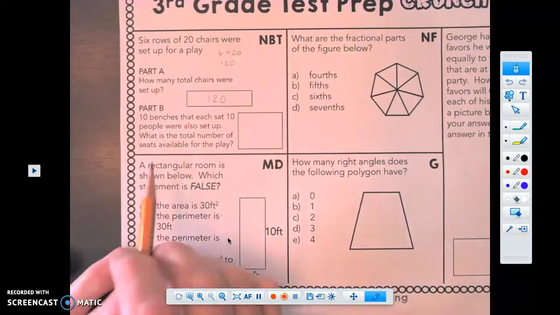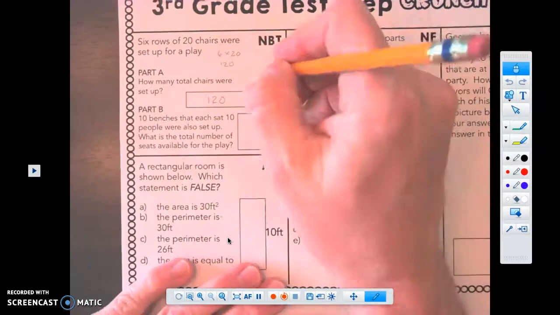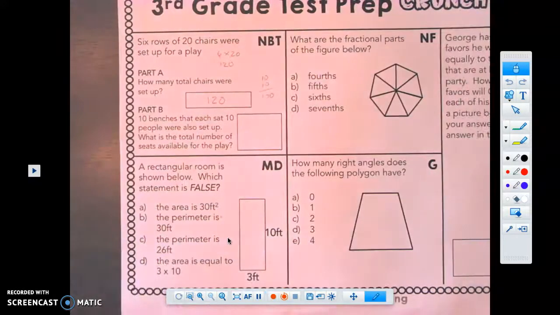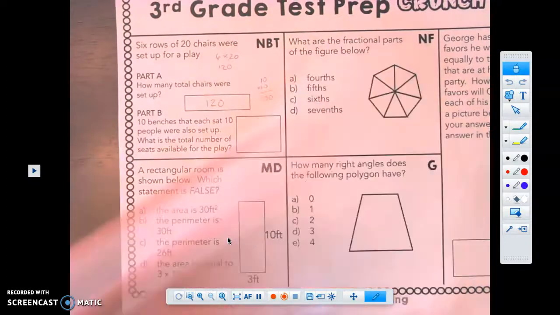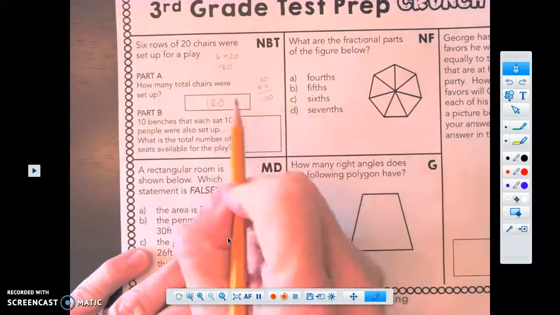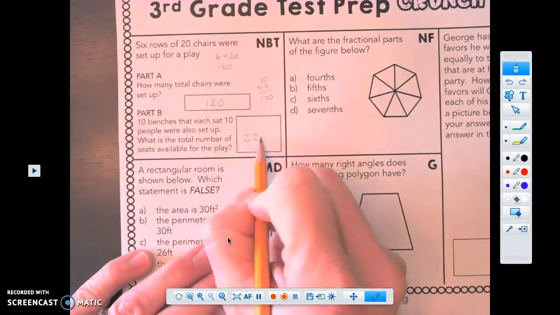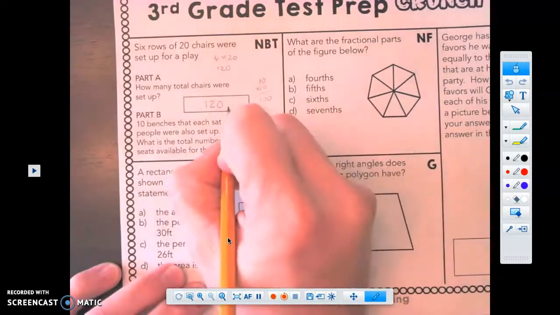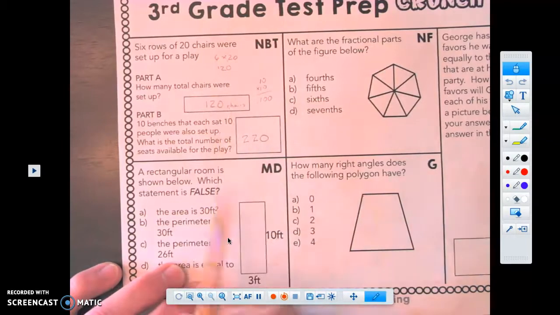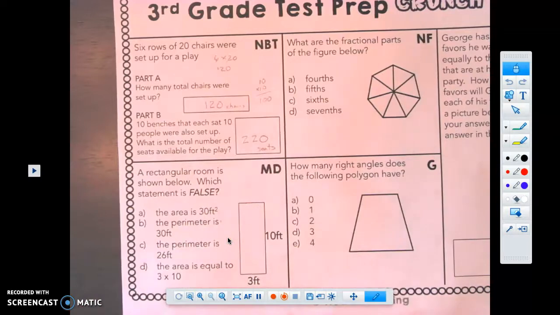Excellent. All right, part B, 10 benches that each sat 10 people were also set up. Well, 10 benches with 10 on each is going to be 100. 10 times 10 is 100. What is the total number of seats? Well, that's the 100 plus our chairs, so that should be 220. And what's the total number of seats? 220 seats.